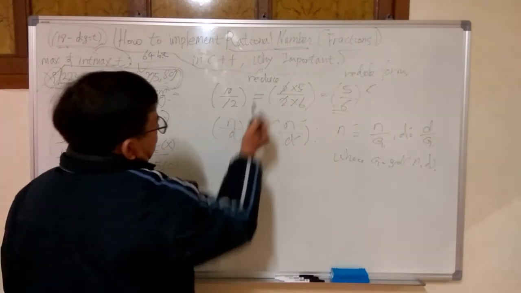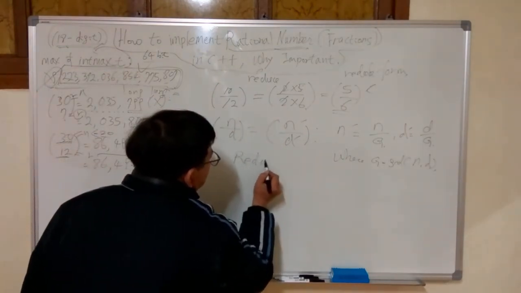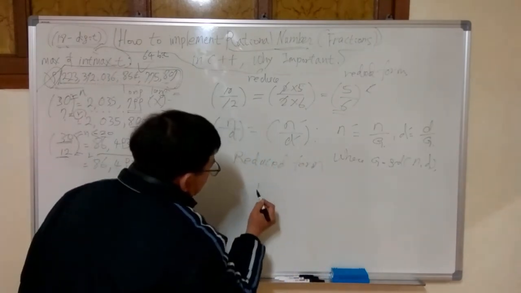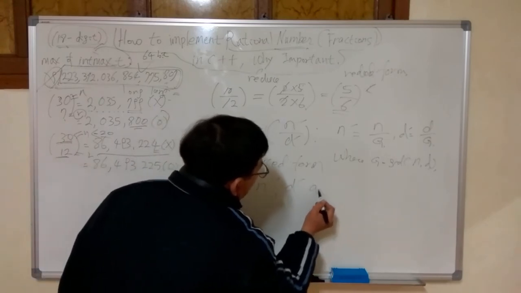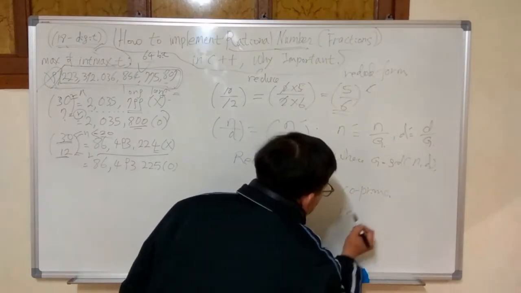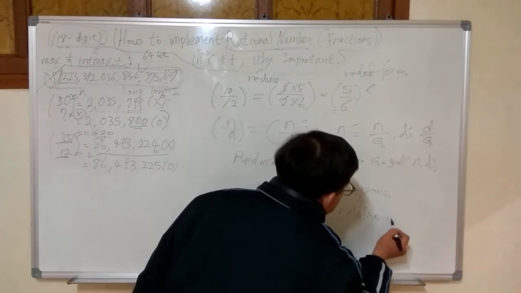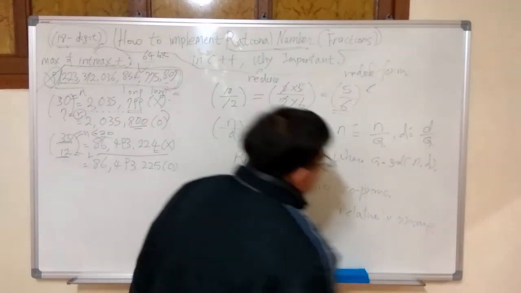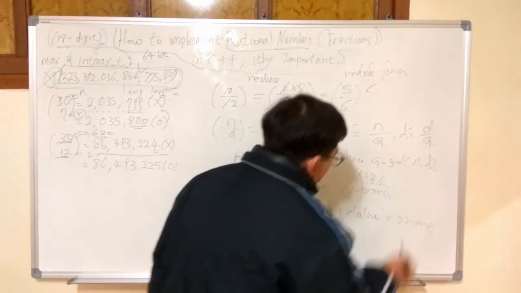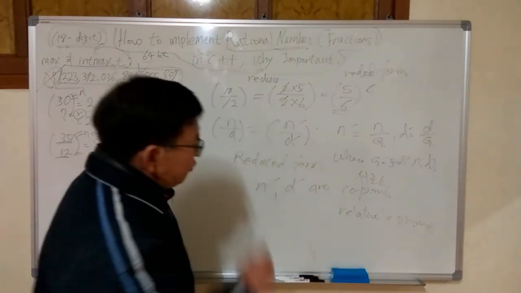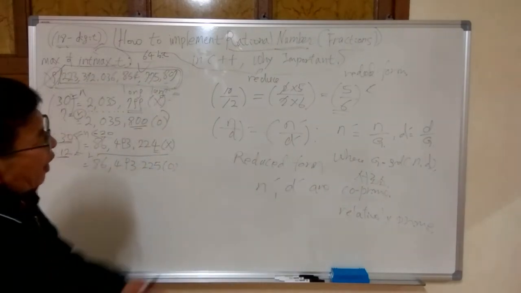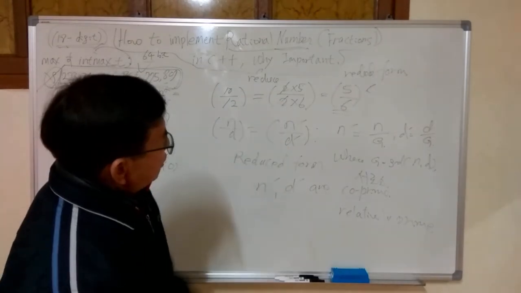So in reduced form, n prime and d prime are coprime, or relatively prime. In Korean, we say coprime, 서로소. Coprime or relatively prime, we say 서로소. n prime and d prime are coprime. So I defined the reduced form.